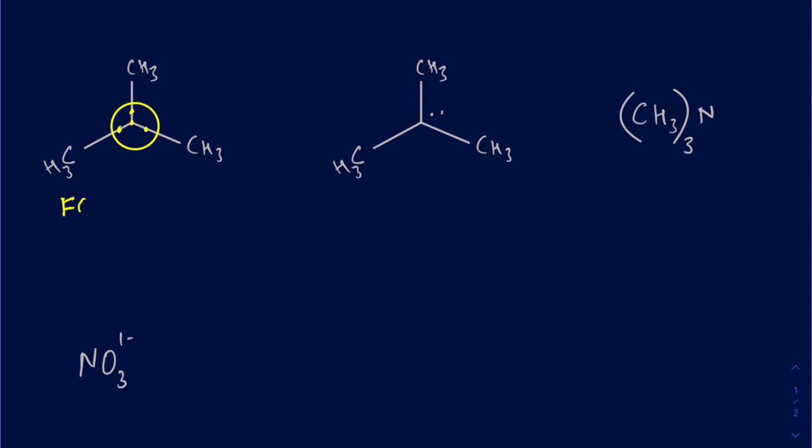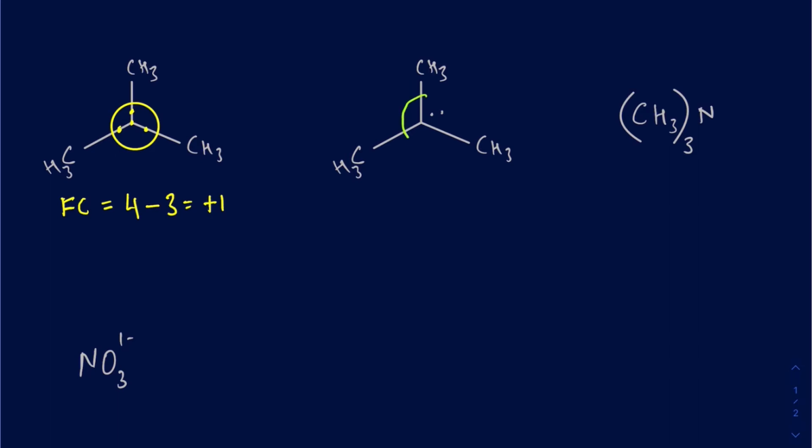And what's going to be the valence electrons for the carbon? Carbon has 4 valence electrons, so it's going to be 4 minus 3, so that's going to give you a +1 formal charge. So whenever you have a +1 formal charge on carbon, it's called a carbocation. What about this next one here?